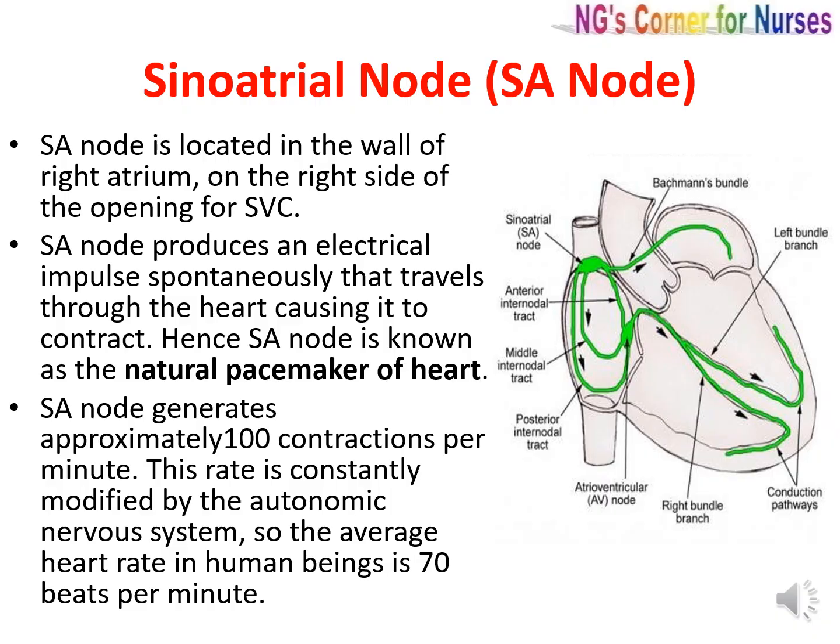The SA node generates approximately 100 contractions per minute. This rate is constantly modified by the autonomic nervous system. So, the average heart rate in human beings is 70 beats per minute.